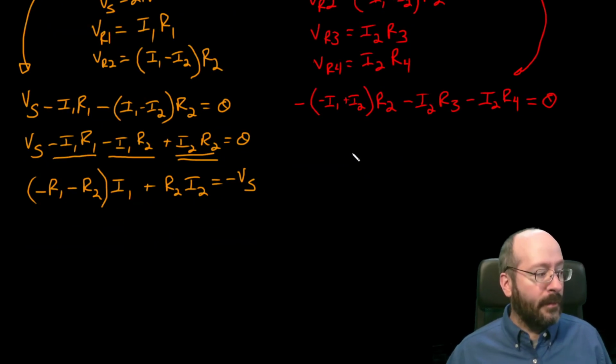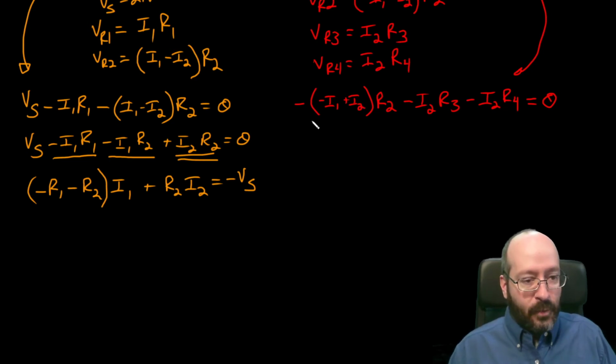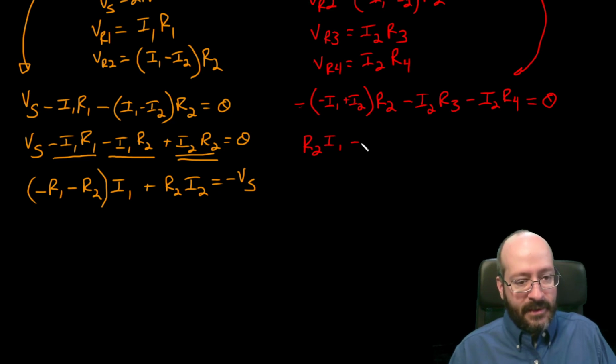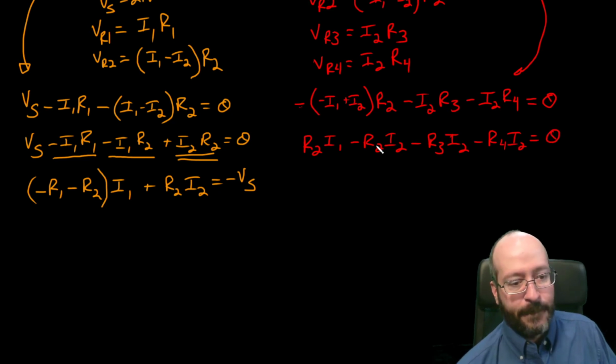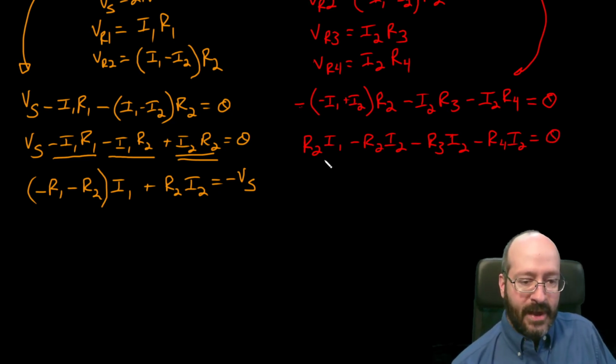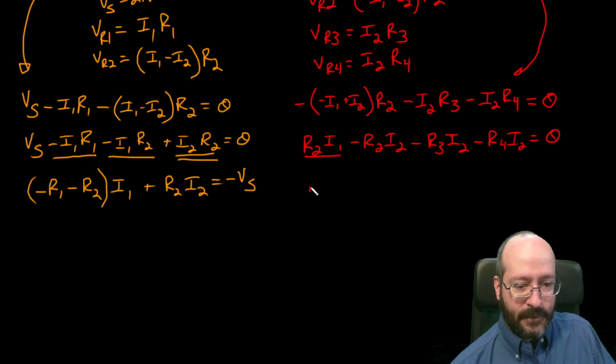I need a little more headroom up here. And we're going to distribute this negative and the R2. Okay, so we're going to get positive R2 I1 and negative R2 I2 and negative R3. I'm flipping them around, but this term just becomes that term if I flip them around, and negative R4 I2, and that's equal to 0. Grouping like terms again, here's the only term with I1, so that's just going to get copied down. There's nothing fancy to do there.